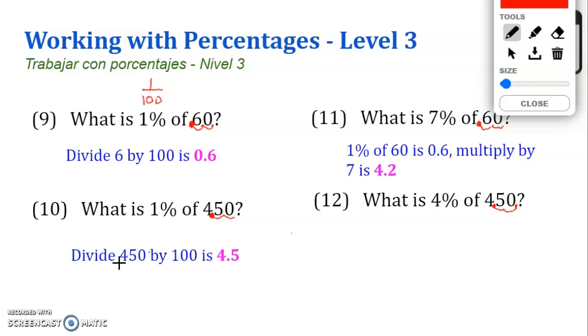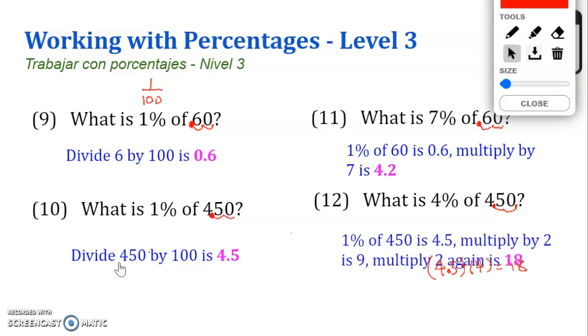So that's going to be 4.5 multiplied by 4. Okay, so we're multiplying 4.5 by 4. That means multiplying by 4 means you're doubling it and then doubling it again. So doubling 4.5 will be 9. Doubling 9 will be equal to 18. So in this case it will be 18.